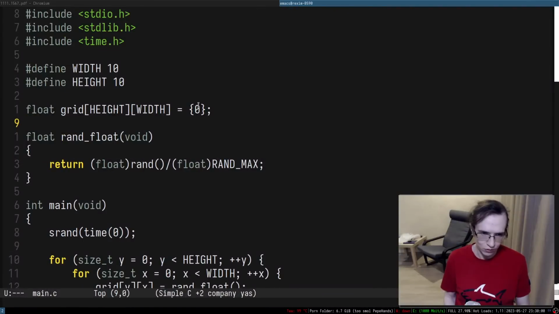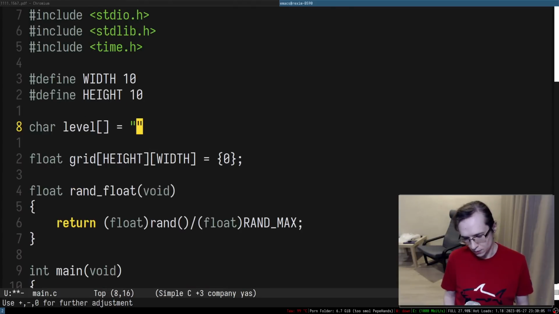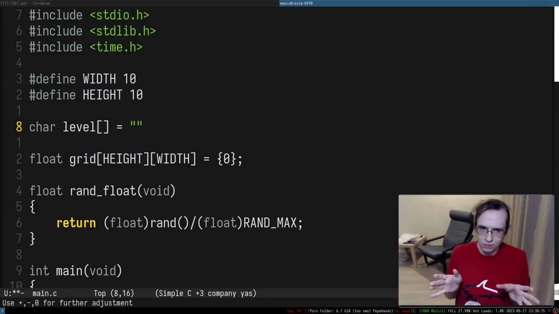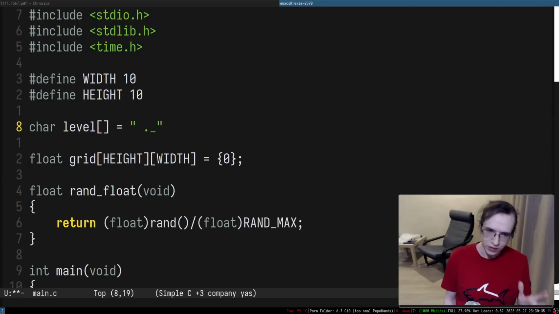So essentially we can have some sort of table of levels. A very low brightness is going to be denoted by simply a space. That makes sense. A slightly higher brightness is going to be denoted by a dot. Even higher, probably an underscore. Even brighter, instead of one single line, let's put two lines, it's going to be equals.